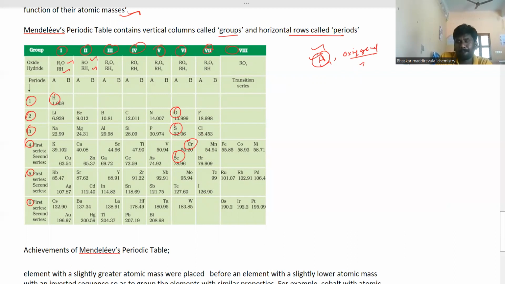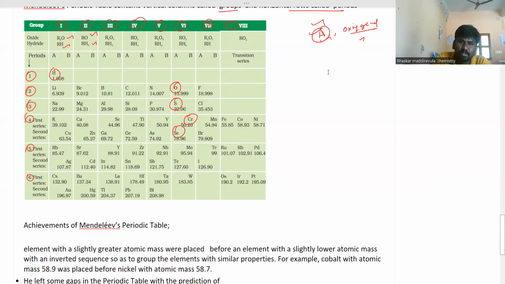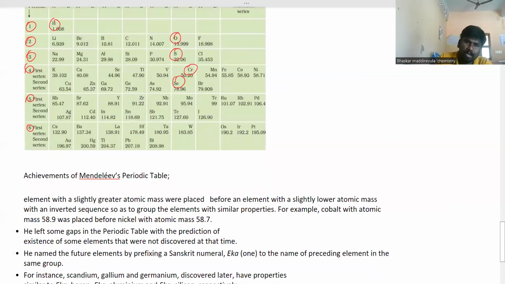Now, next we will see some of the achievements of Mendeleev's periodic table. When you look at Mendeleev's periodic table, you see that some elements with slightly greater atomic mass were placed before the element with slightly lower atomic mass. In some cases he inverted the sequence so as to group the elements with similar properties. His main motive was to group the elements which have similar properties.